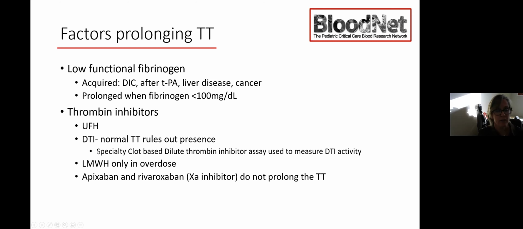There are some specialty dilute thrombin inhibitor assays that require serial dilution that can be used to measure DTI activity. So we talked about low molecular weight heparin is mostly an anti-10A inhibitor with very minimal activity at factor 2, but in extreme overdoses, you may see a prolongation of thrombin time. Apixaban and rivaroxaban, the DOACs, are pure 10A inhibitors and do not prolong the thrombin time.